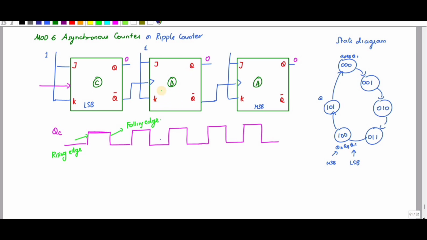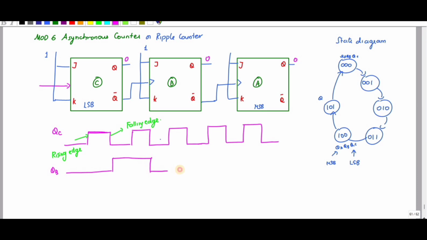Okay, so JK is always 1. Whenever the rising edge comes, initially the QB value is 0. Because it is not Q, it is Q bar, so this is your rising edge. Whenever the rising edge comes, it will change its state, right? Here again the rising edge comes, so it will toggle to 0.